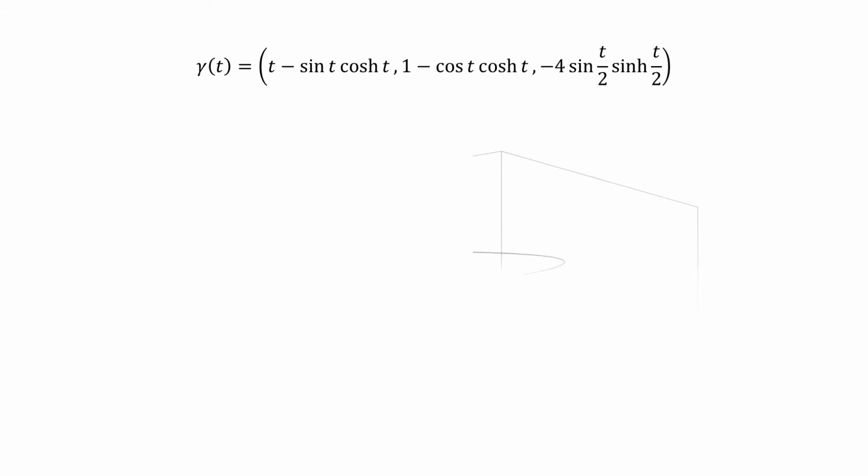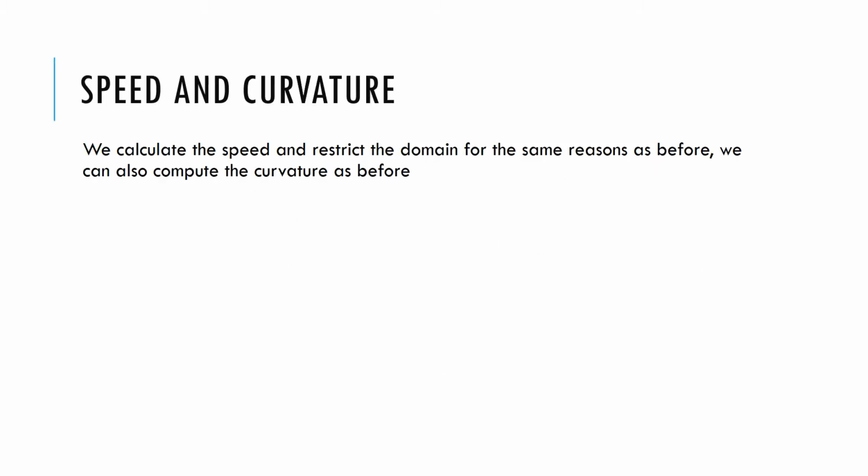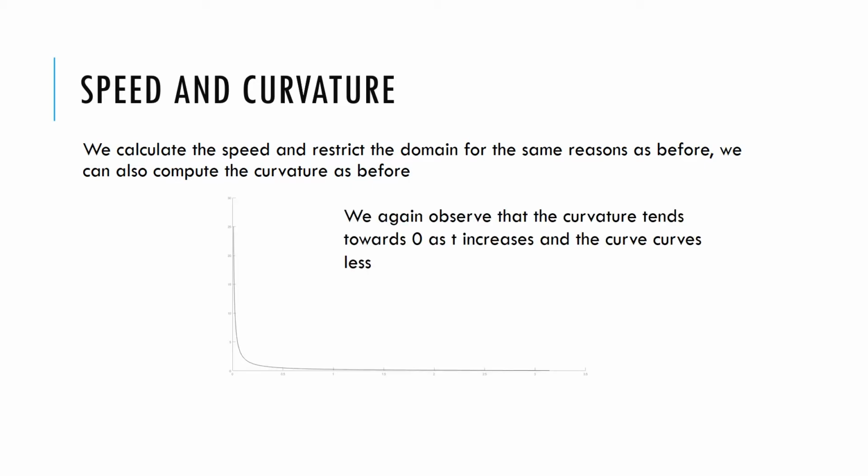The curve starts with a small coil and spirals out. Just as we did for the plane curve, we can calculate the speed. We again restrict the domain for the same reasons as before. We can also compute the curvature. From this, we can see that we have the same result. The curvature tends towards 0 as t increases.